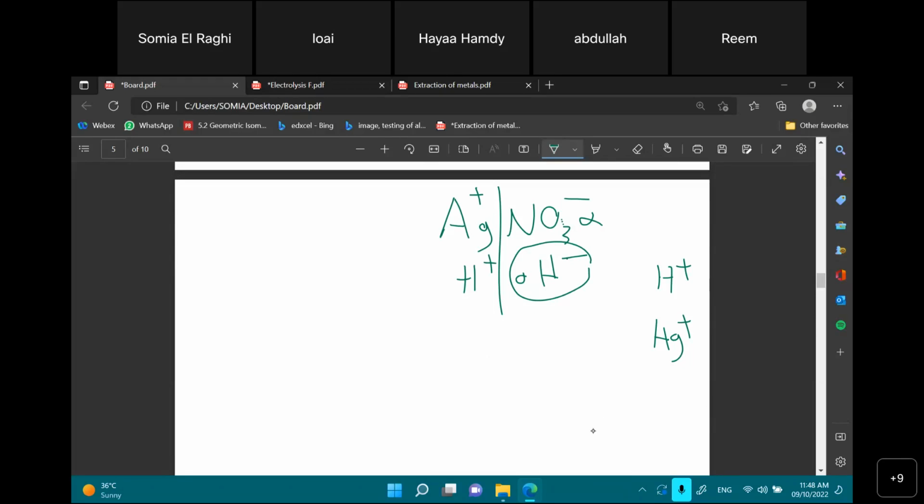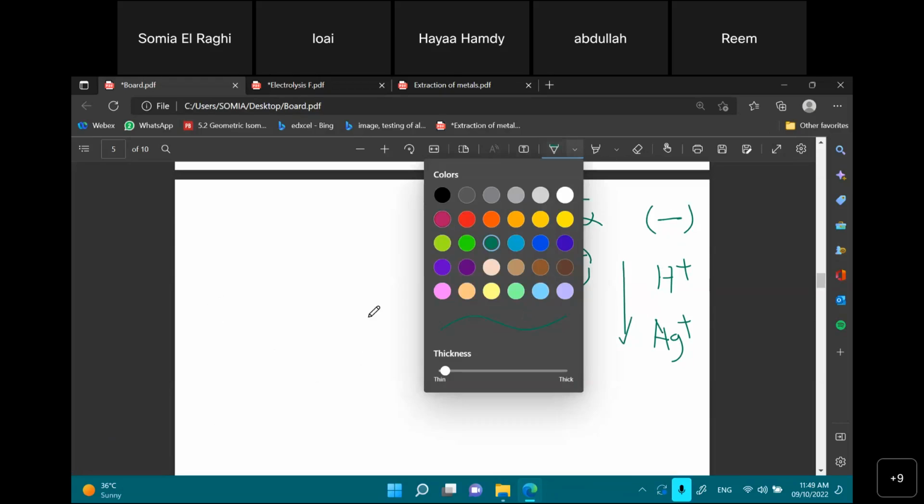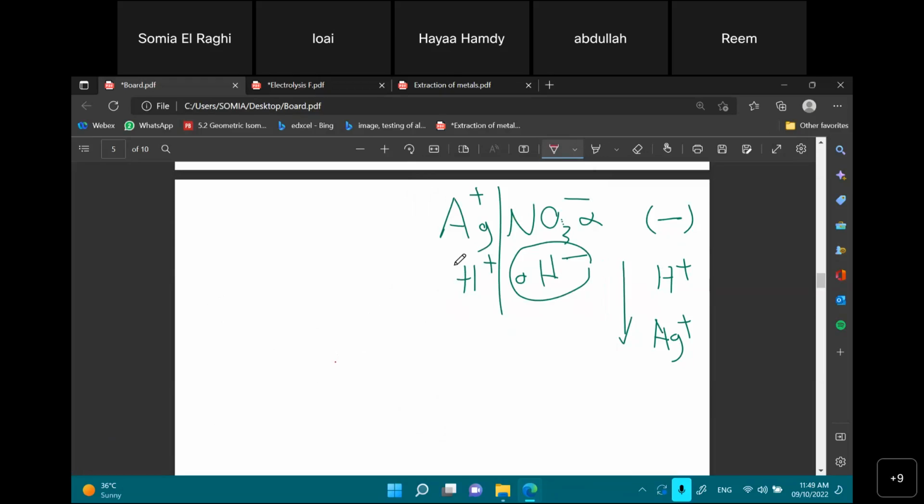Now, which particle, Yusuf, will go toward the cathode area? We have two positive particles. Which particle will go toward the cathode? Quickly, Yusuf. Yes, silver ion. Very good.